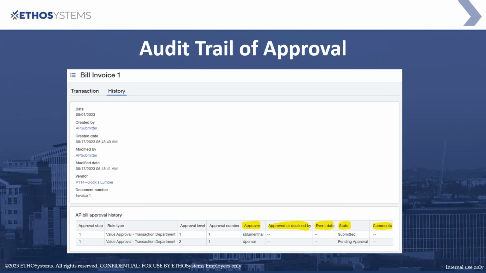This can also be created into our report if we wanted to export the approvers into Excel. This AP bill approval history can be created into an Excel. And then the last good piece is the comment section, which is the very last column. This is helpful because if an invoice was declined, for example, this is where you type in the comment as to why it was declined. And so you can read those comments and they are held in history as well.